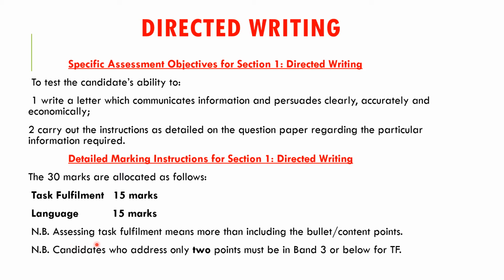Note that assessing task fulfillment means that you are writing more than the bullet points are asking you to write, more than the content points. Content points are the bullet point instructions given by the examiner, which you are going to see in the question. I'm going to discuss that after this. Another very important thing: if out of 3 content points somebody is only addressing 2 points, then that paper will definitely fall in band 3, which is a lower scoring band, or even below, for task fulfillment.